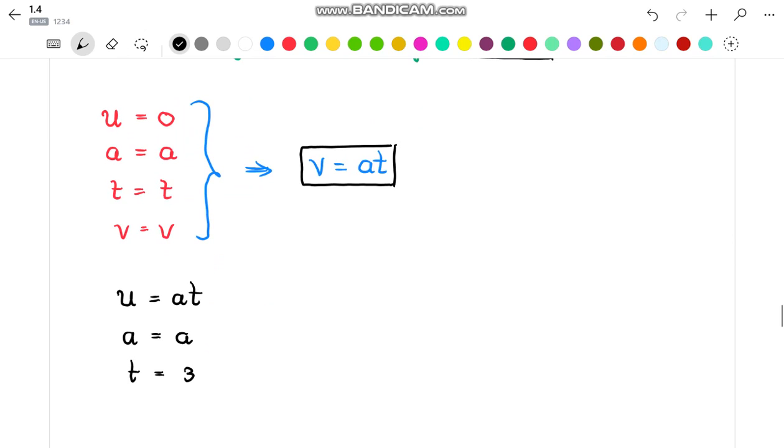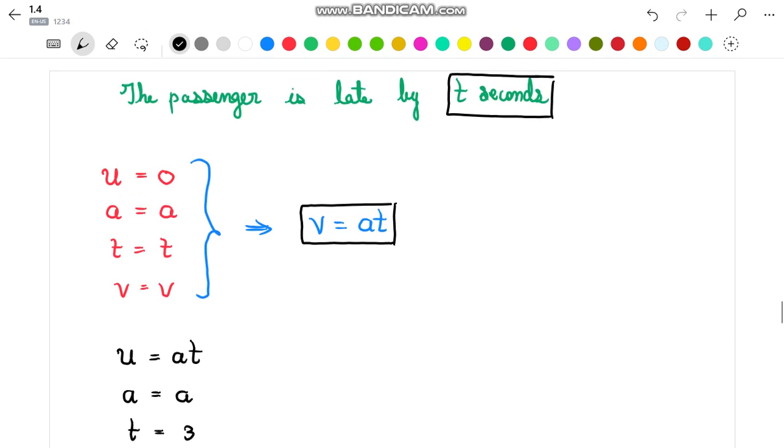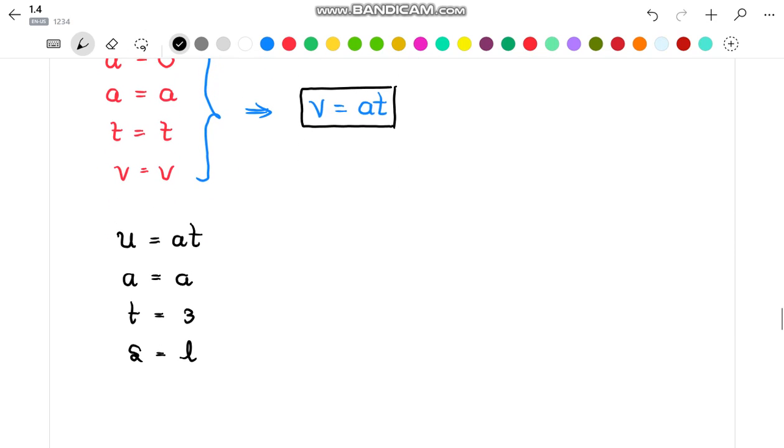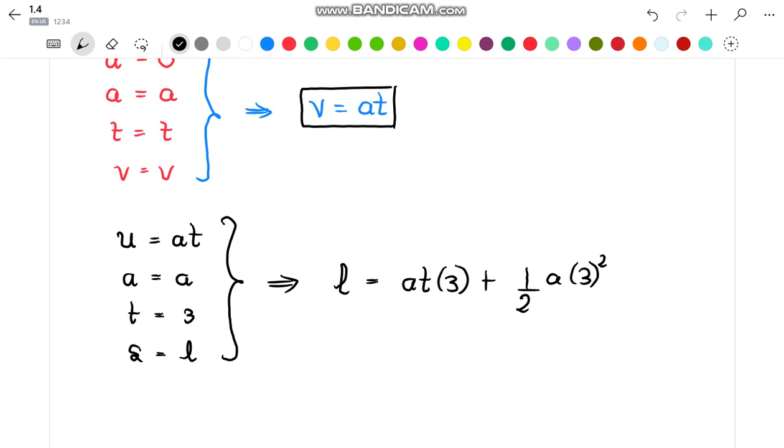So for the second last bogie, I am writing time as 3 seconds, and assuming the length of the bogie to be equal to L, I can apply the equation number 2 for this particular set of data. So I can write L equals u t plus half a t square. Let us mark this as equation 1.